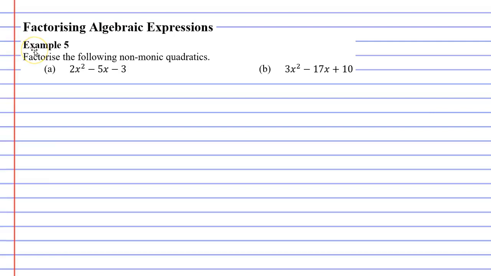In this video, we're going to complete example 5. We're going to factorize the following non-monic quadratics. In an earlier lesson, we learned how to factorize monic quadratics, and monic quadratics did not have a number to the left of the x squared or the a squared or whichever pronumeral it was. This time we do have a number. For question A, we've got a 2 to the left of x squared, and for question B, we've got the number 3 to the left of x squared.